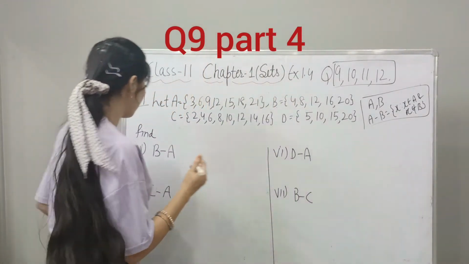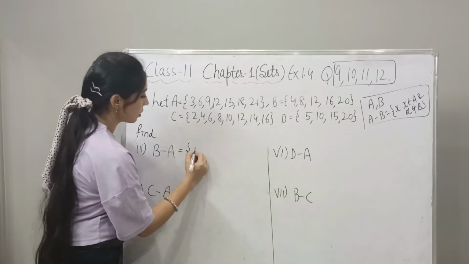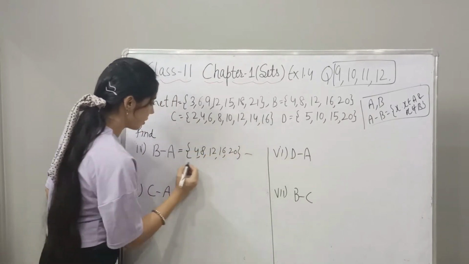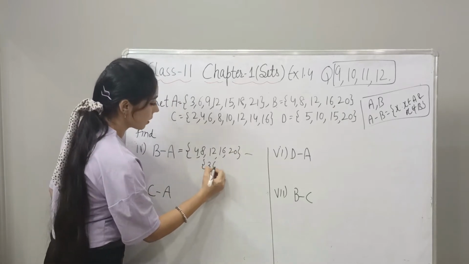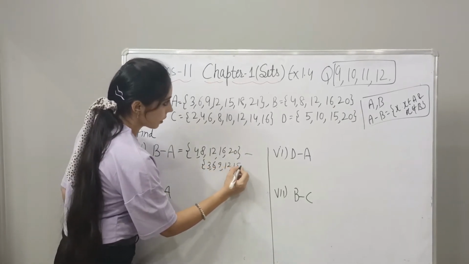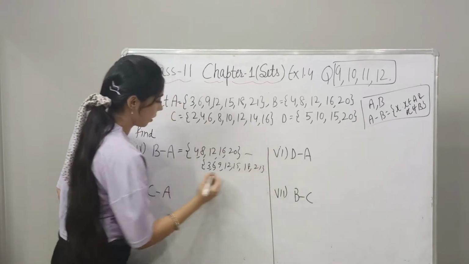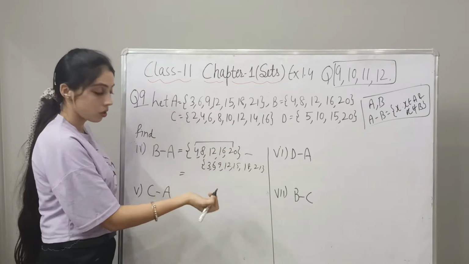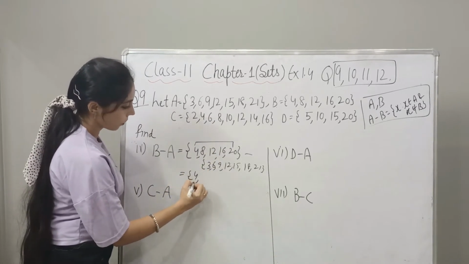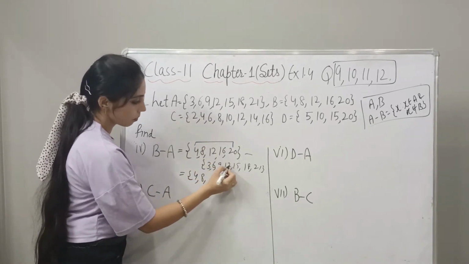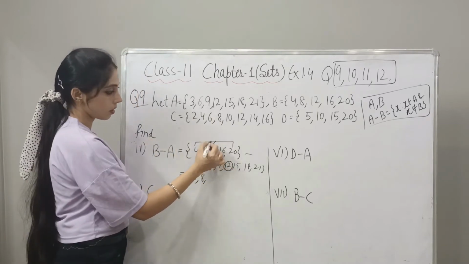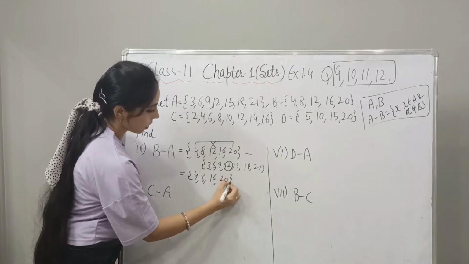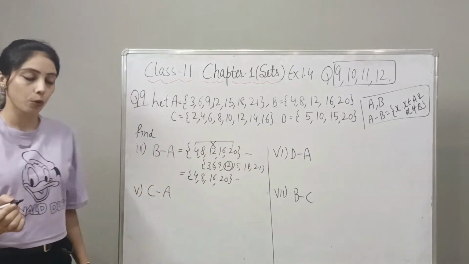Now the fourth part, B difference A. B is 4, 8, 12, 16, 20 and A is 3, 6, 9, 12, 15, 18 and 21. We have to find the difference. We have to write those elements of B which are not in A. So 4 is included, 8 is included, but 12 is not included because it is in the other set. Then 16, 20. This will be the answer of the fourth part.